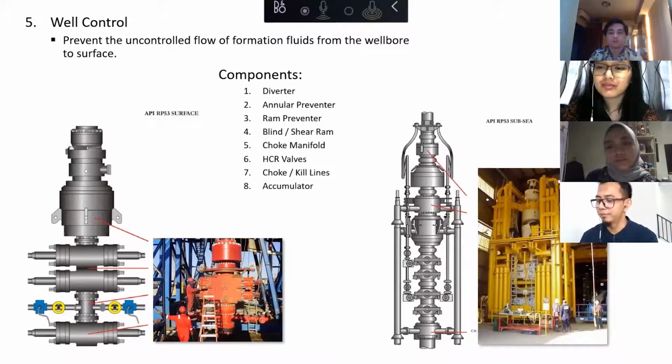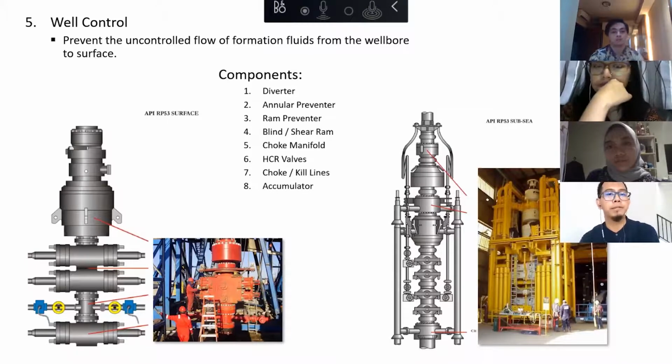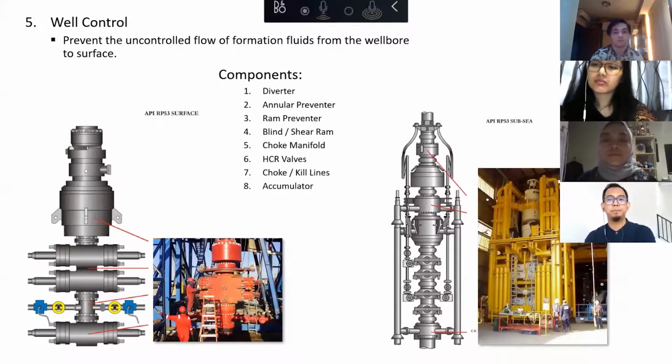So $1 million a day, how much does that translate to per hour? So 1 million divided by 24, that's about 42,000 that the company has to expend every hour. So to run a deep water operation, for example a marine riser, it takes 1.5 days, depending on how deep the water depth is. 1.5 days translates to 1.5 million.